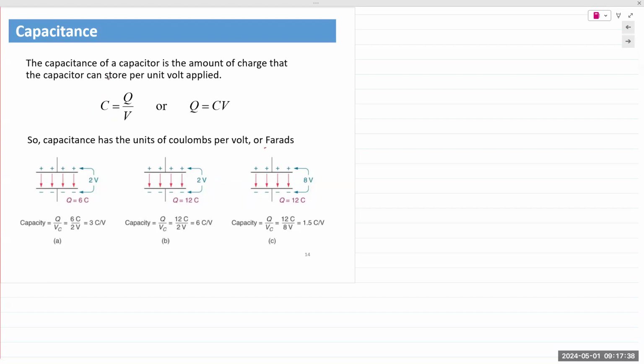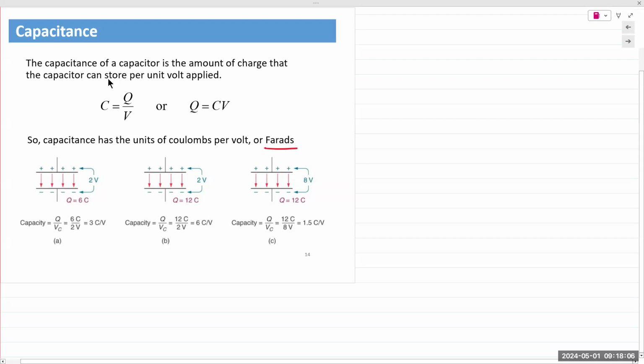The unit for capacitors is named after, we stated this last class. Anybody? Michael Faraday. Farads.